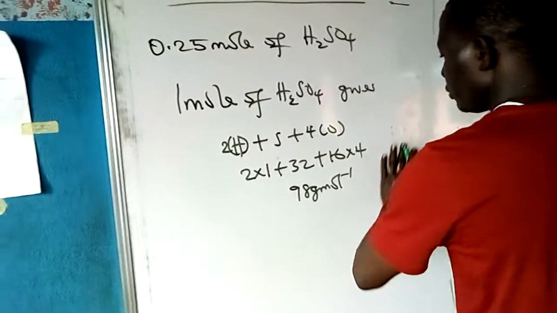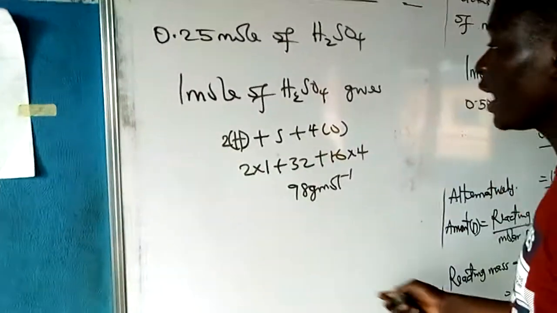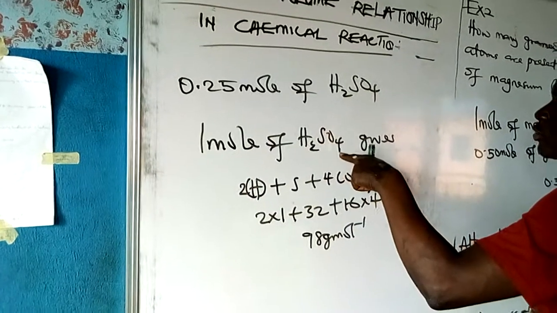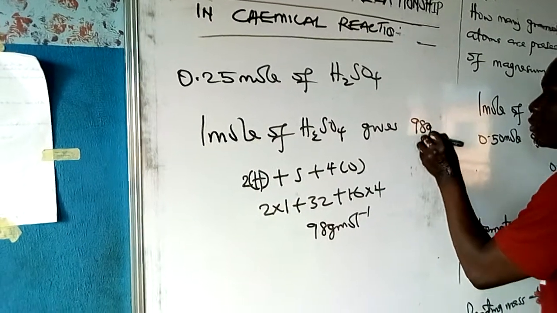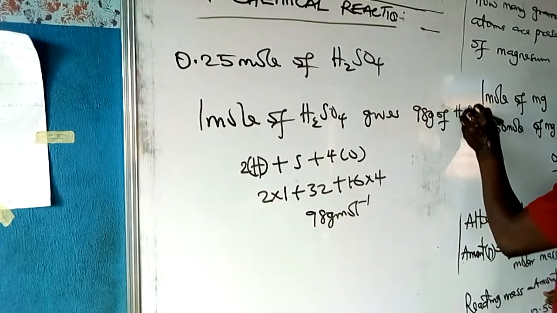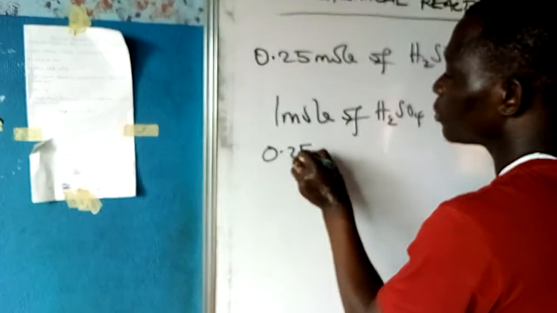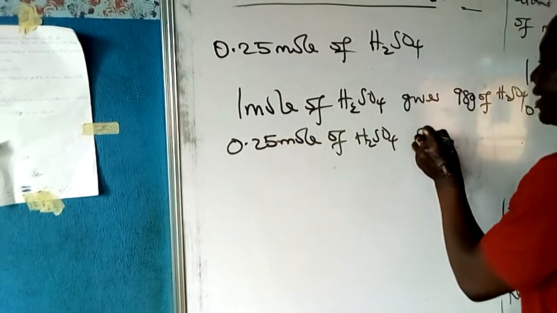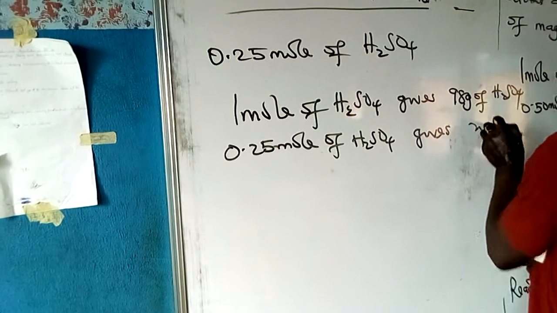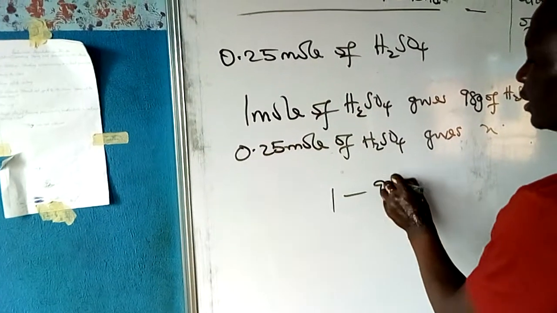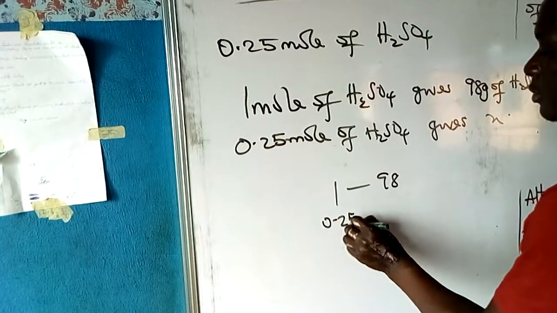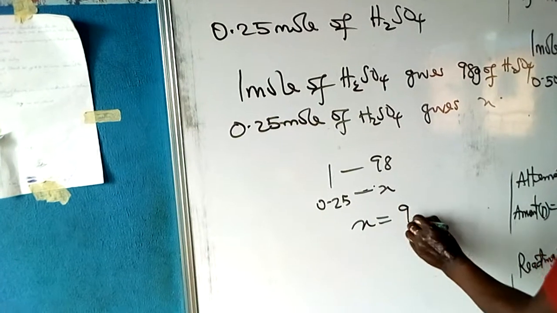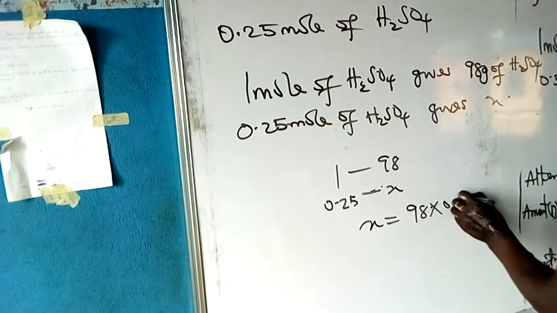Now I just want to clean this side in order for you to know. So 1 mole of H2SO4 gives 98 gram of H2SO4. It's still the same, 0.25 mole of H2SO4 gives X. That will be 98 and 0.25 and X. So that gives us X equals 98 times 0.25.